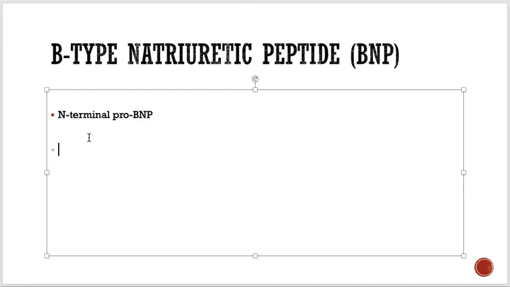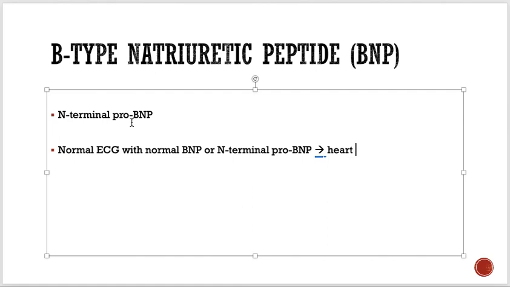For example, if someone has a normal ECG with normal BNP levels, or N terminal pro BNP levels, you can say that heart failure is not likely. There are very low chances of having heart failure.